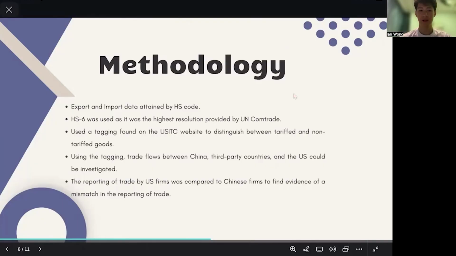With this tagging in place, I could then track how tariffed versus non-tariff goods flowed between China, the US, and third-party countries. Finally, I compared trade value reporting by US firms versus Chinese firms. Any mismatches in the reporting gap served as evidence that transshipment or trade diversion might be taking place.